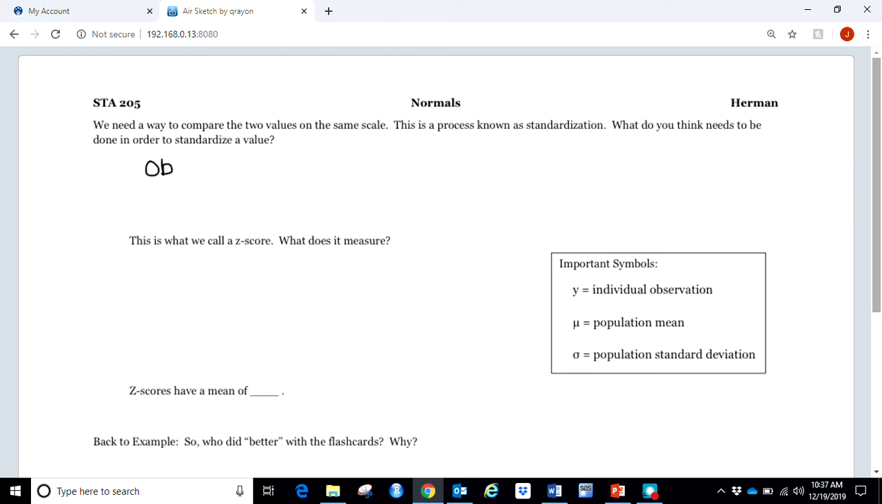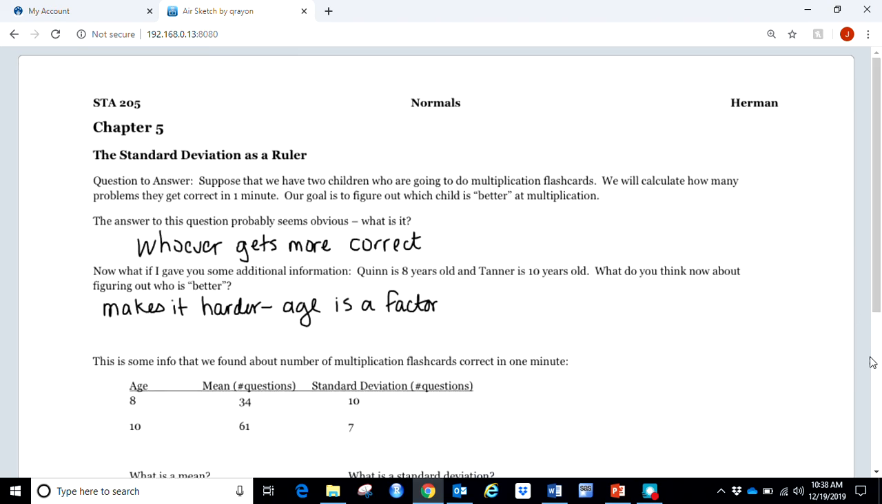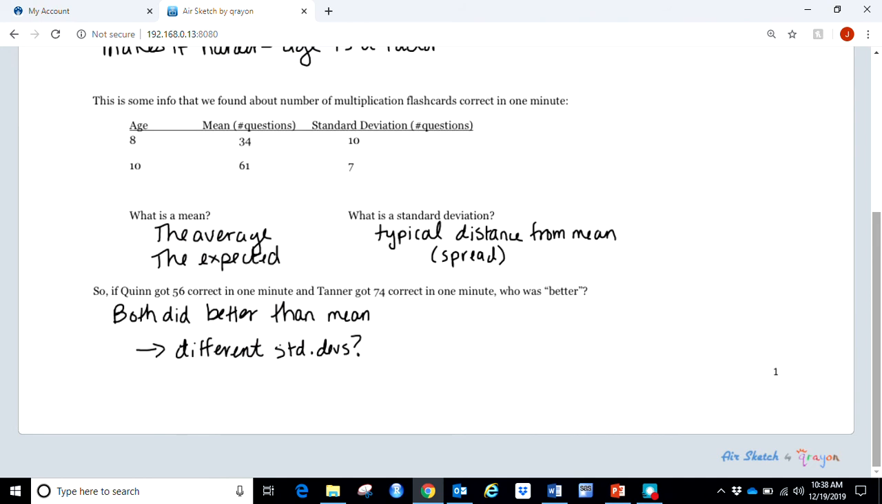We're going to start by doing exactly what we were doing before, just now putting it in a mathematical term. We're going to take our observation, how many questions that individual student got correct, and compare them to their mean. So if I were to do this for our two students here, I took 56 minus my 34 to look at Quinn, and that would tell me she got 22 more questions right than average. For Tanner, I would do 74 minus 61, since that's his mean, and find out that he got 13 more questions right than average. So I'm just really comparing them to the average at first, which is exactly what we did down here.